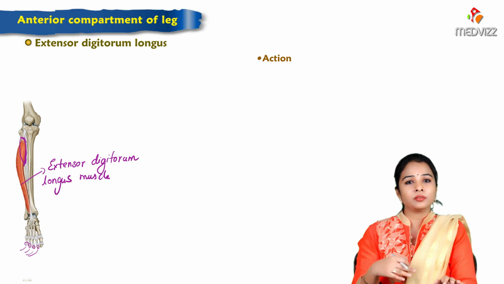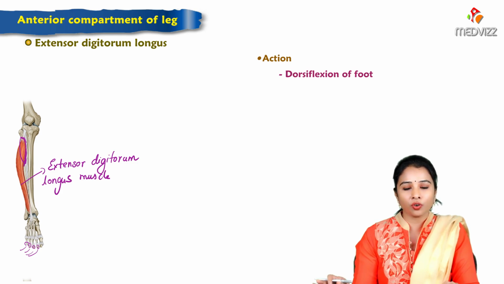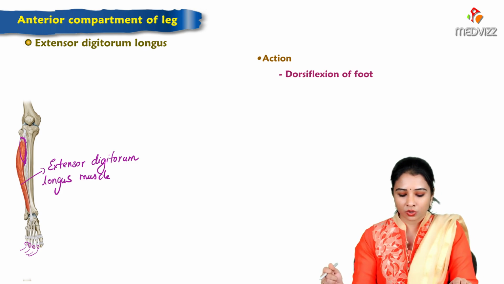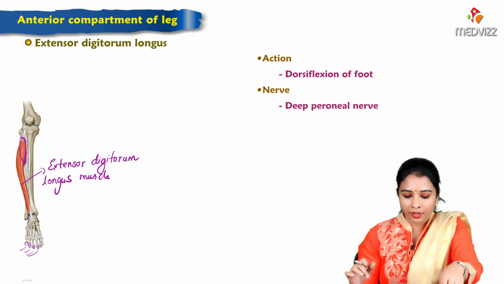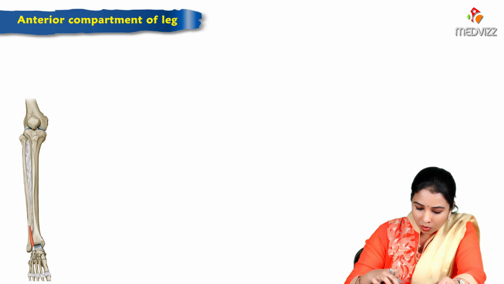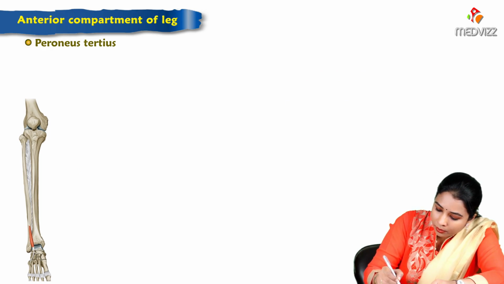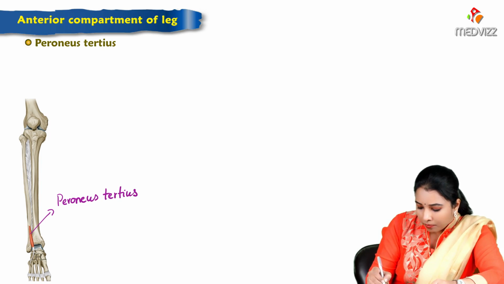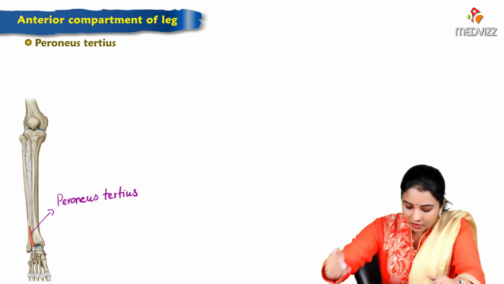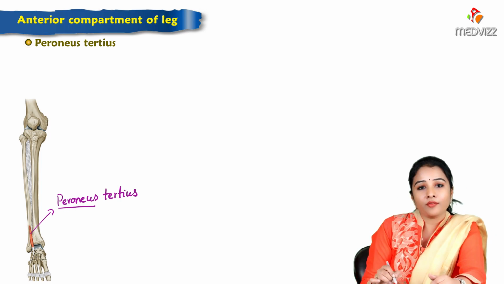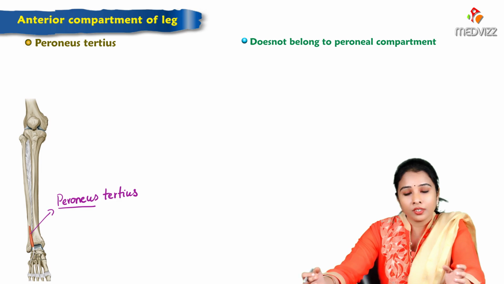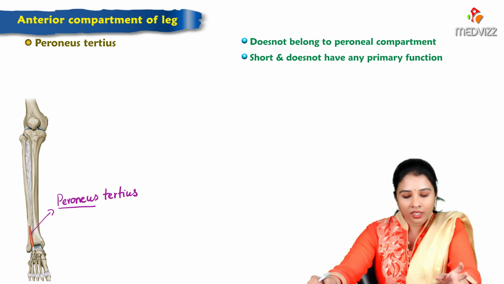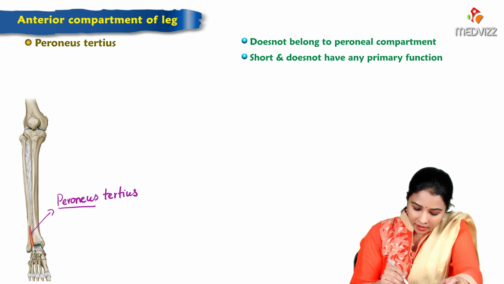As the name says, it helps in the extension, that is the dorsiflexion of the ankle. So dorsiflexion of the foot happens by the extensor digitorum and it is supplied by the deep peroneal nerve. And here is a smaller muscle which is called Peroneus Tertius. We say peroneus, but one thing you have to remember, it doesn't belong to the peroneal compartment. It is a short muscle, almost degenerating, not having any specific primary function.